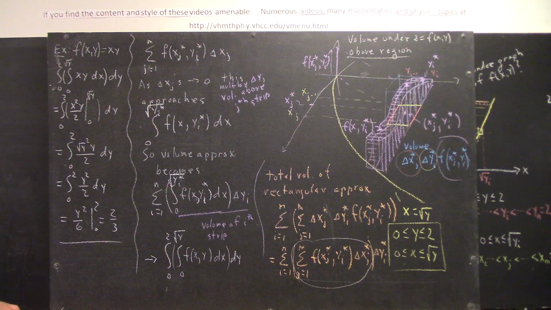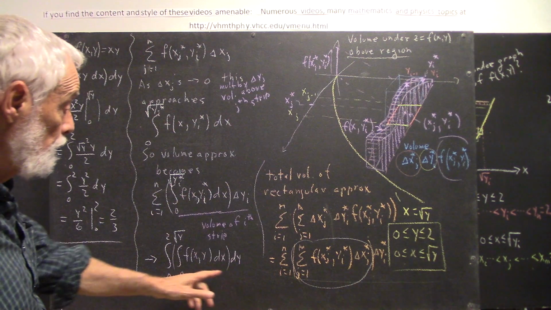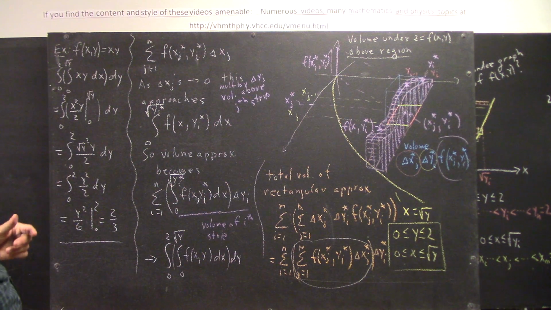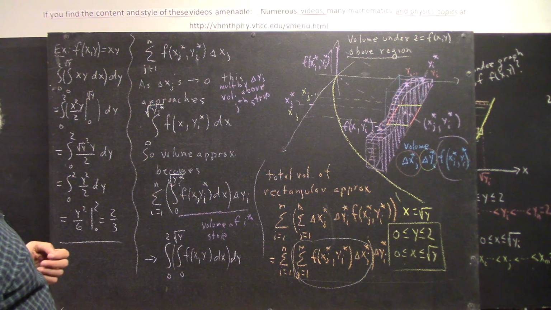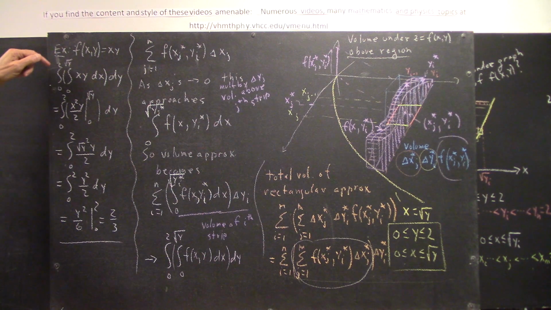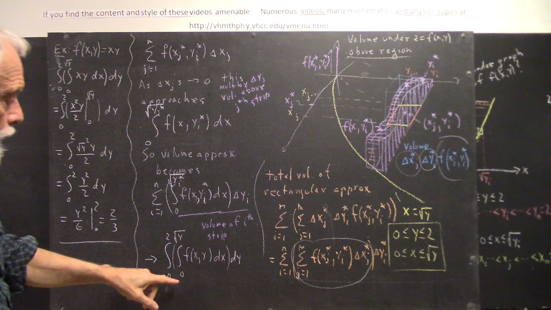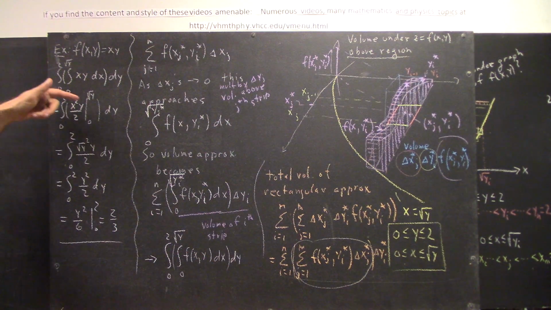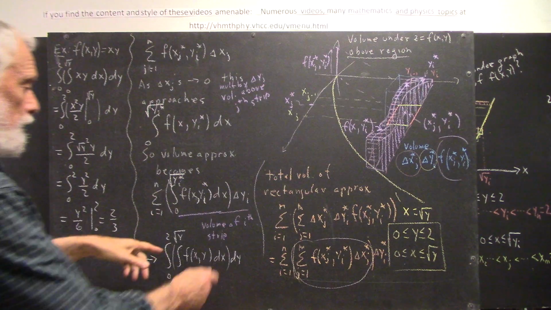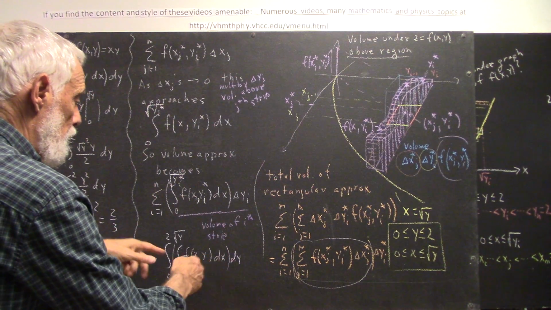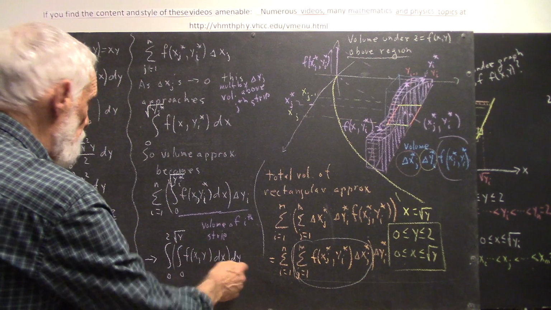And then we illustrate how to evaluate this integral for a typical function f of x, y equals xy. Now the evaluation is very easy. We have the integral from 0 to 2 of the integral from 0 to square root of y of f of x, y dx dy. Okay, inner integral f of x, y dx from these limits, outer integral from 0 to 2 with respect to y.